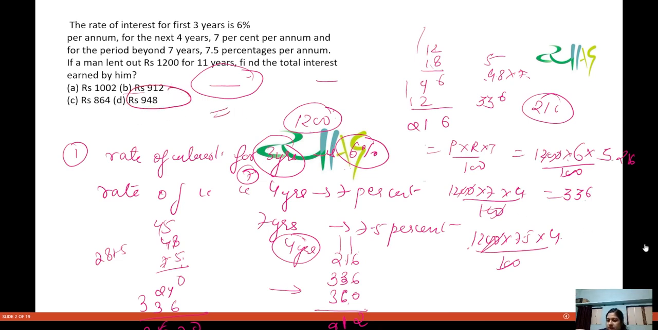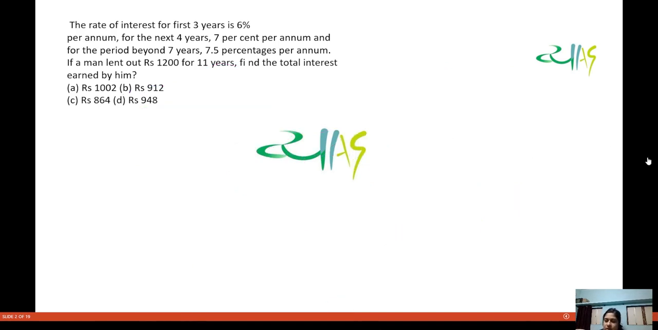This is a very simple question. I don't see such questions coming in UPSC, but this is very important to initiate our basics. From that perspective, we need to do these kinds of questions. Okay, fine. Let's move on to the next question.